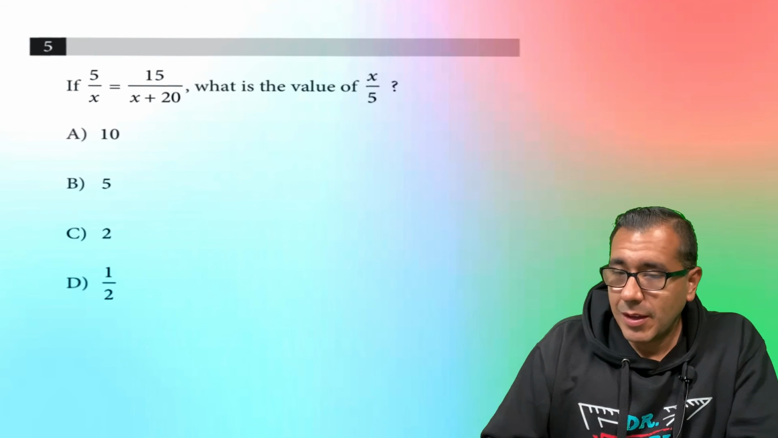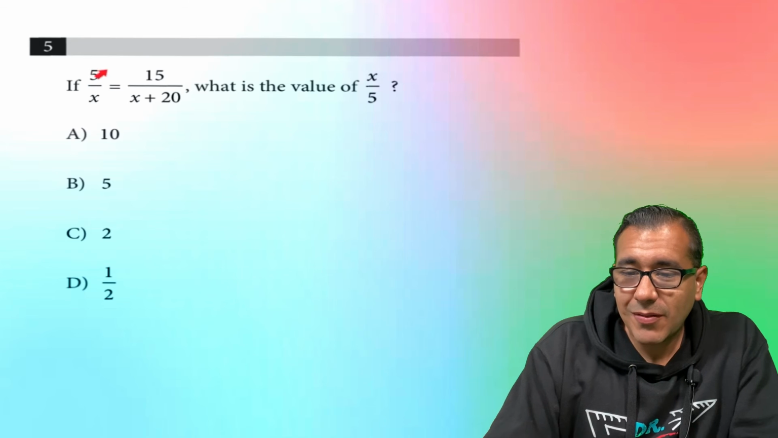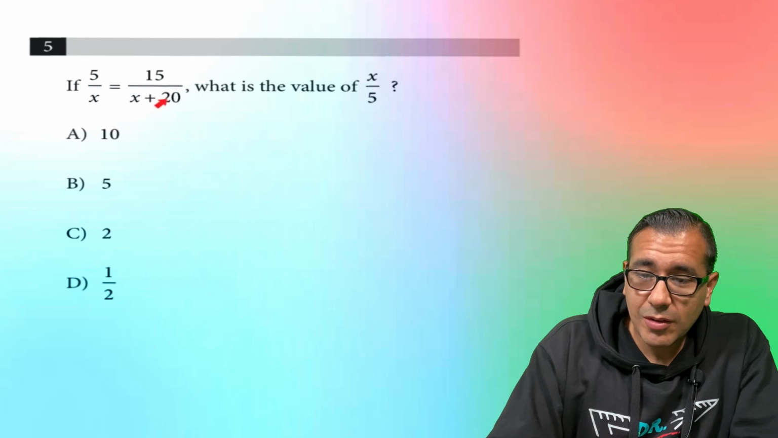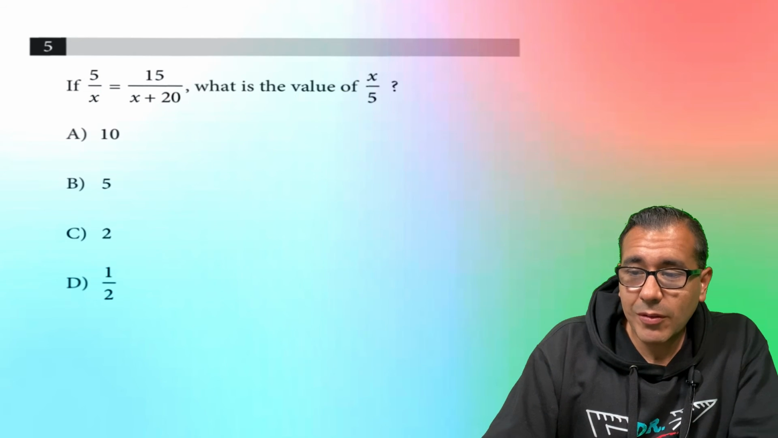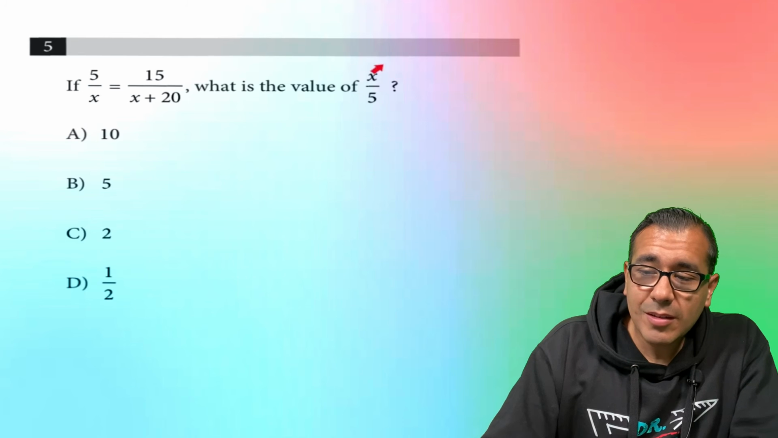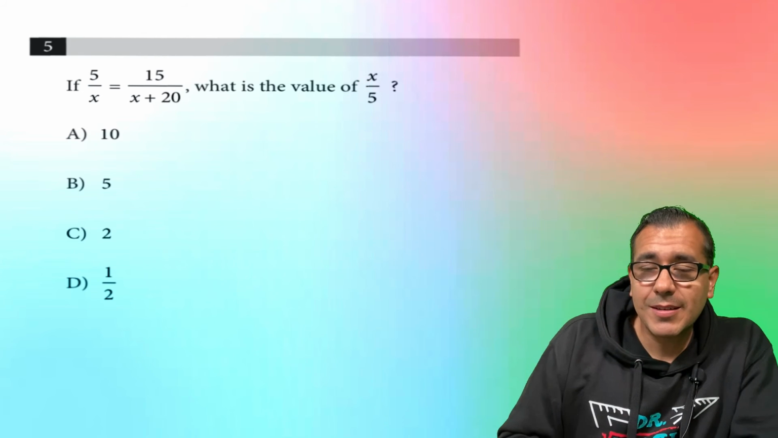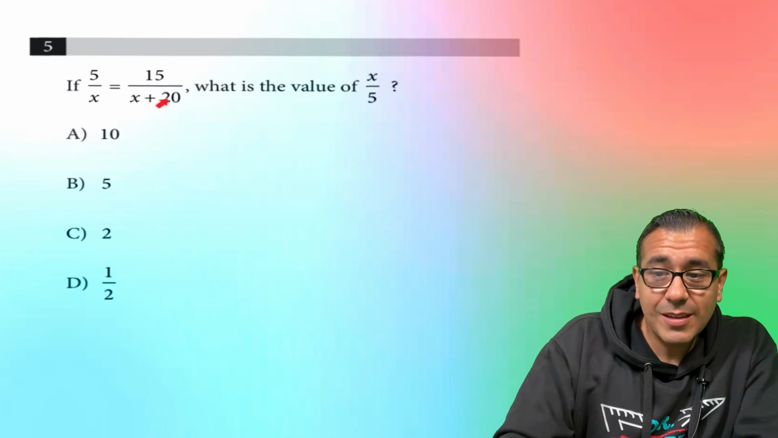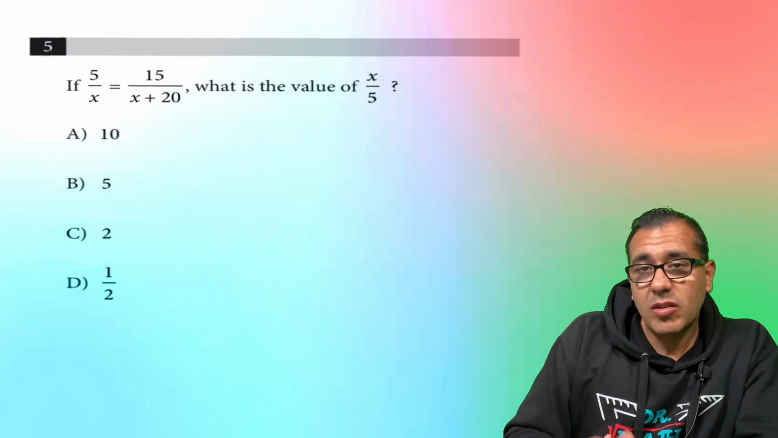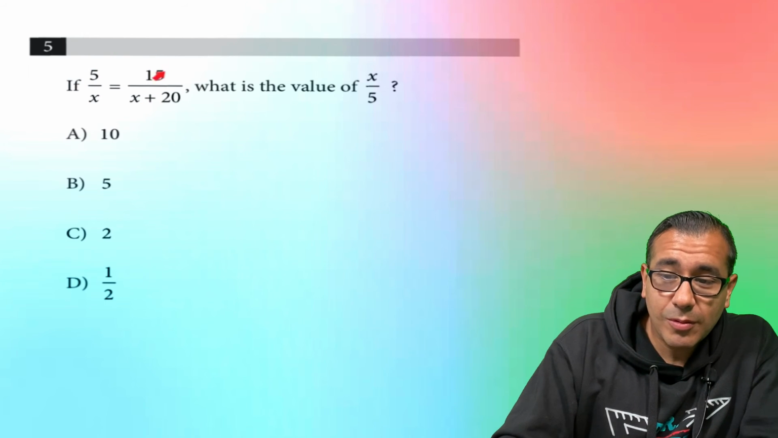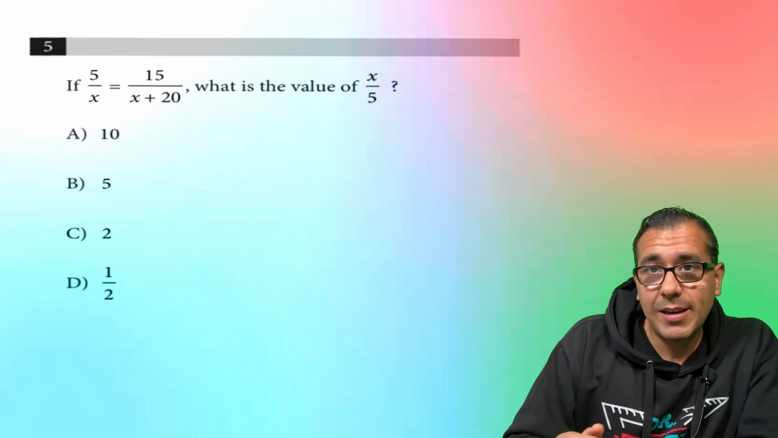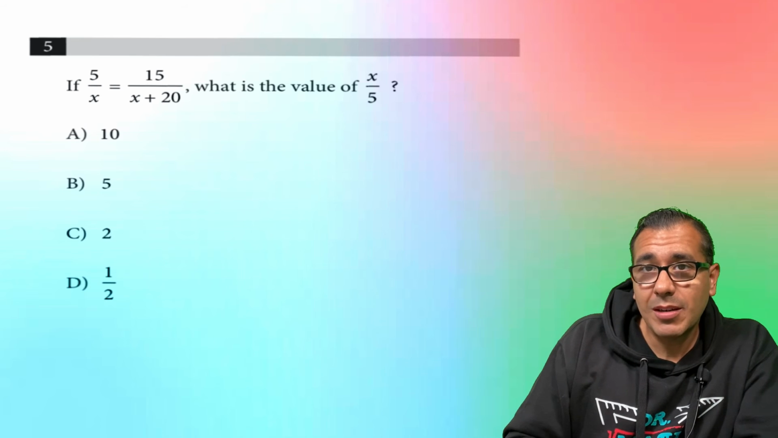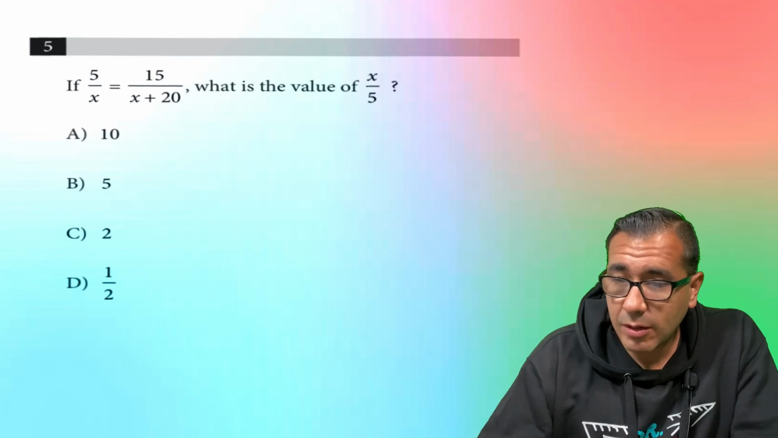Number 5, we have ratios. So they tell us if 5 over x equals 15 over x plus 20, what is the value of x over 5? You can't answer this question unless you know the value of x. So what we need to do is solve this proportion, this equation that has ratios, for x. If you remember, if you have one fraction on each side of the equation, you can just cross multiply them. So let's go ahead and cross multiply them.